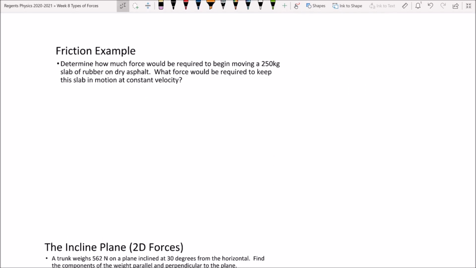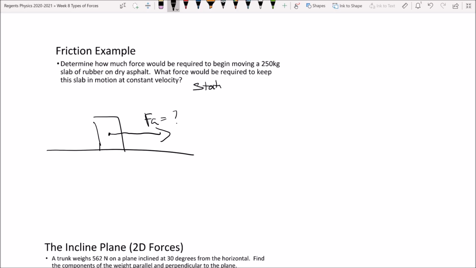Let's look at another example. It says determine how much force would be required to begin moving a 250 kilogram slab of rubber on dry asphalt. Okay, so here we have it, right? I want an applied force, Fa. I don't know what it is, but I want to set this thing into motion. If I'm setting it into motion, it's not yet moving. This is the static case. I know there's a force of gravity which points down. There's a normal force which points up, and of course there is friction which points opposite my motion.